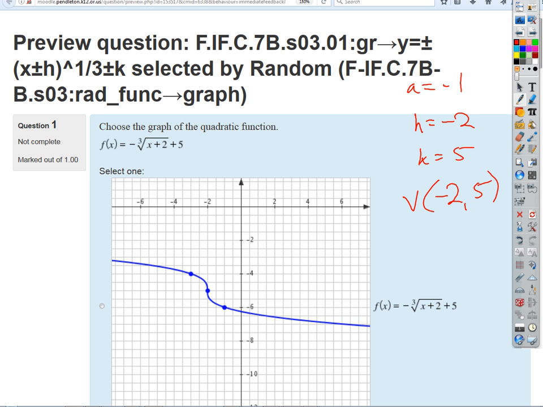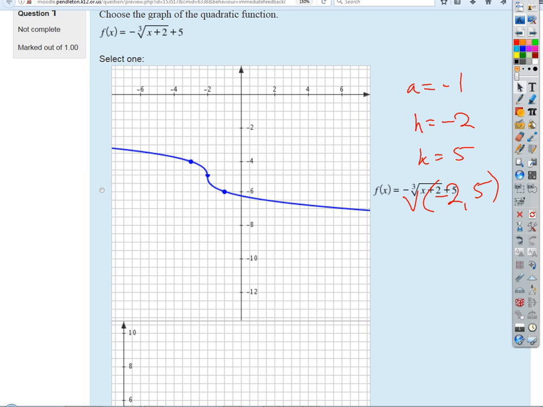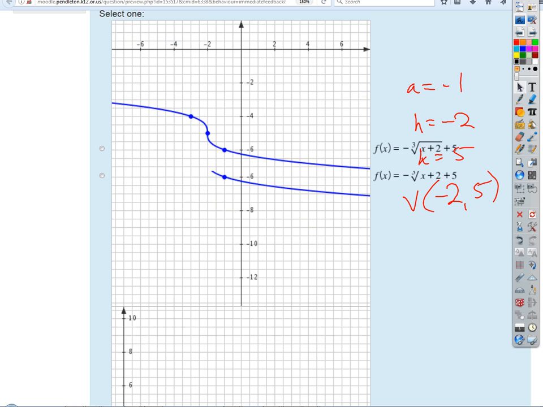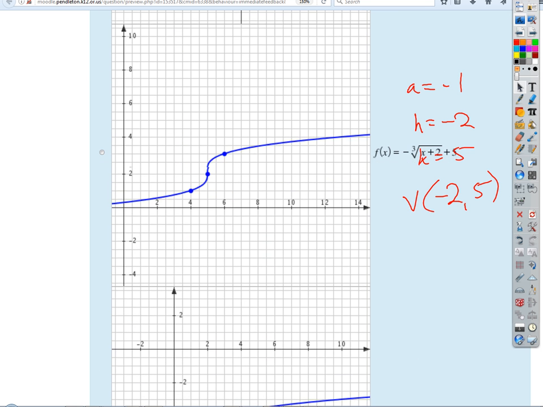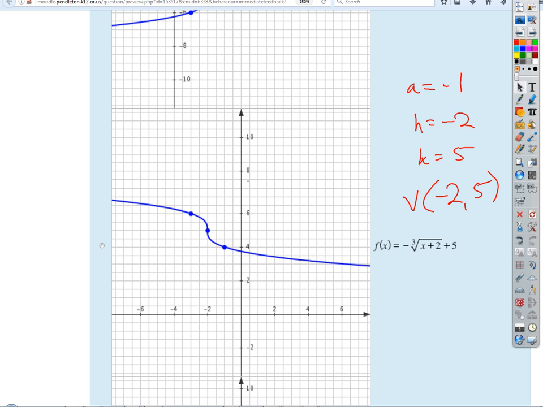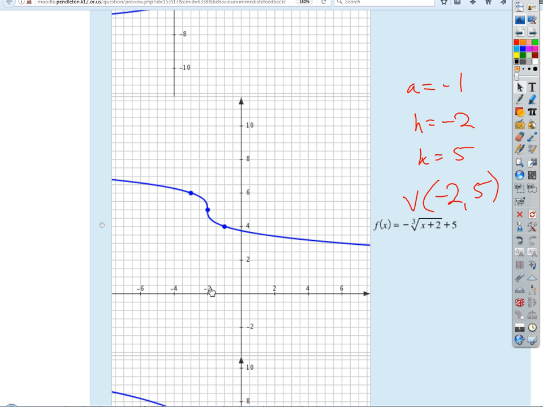You get the idea. So we've got to find that graph. We want the vertex at -2, 5. So that's not it, that's not it, that's not it. Okay, that could be it. We're going to go back 2 and up 5. That's good. And is it flipped? Yep, it is. That makes sense? Okay, good.